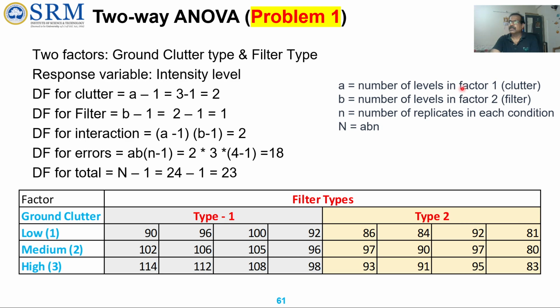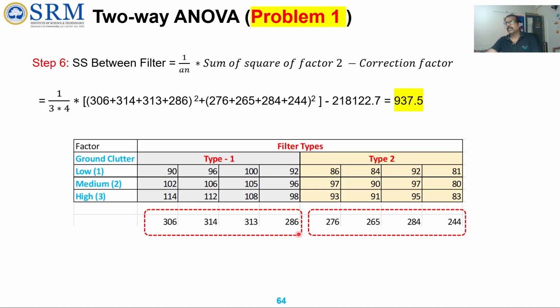So if we calculate the culture means, we need to consider the filter. Filter means culture. So here 1 by an. A is 3 levels, 1, 2, 3, into 4 observations, and the sum of squares: 306 plus 314, 313, 286, whole square, plus all these sums squared, minus correction factor will give us SS total, SS between culture, SS between filter.